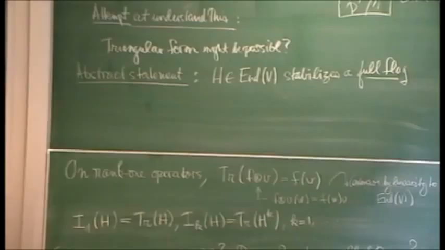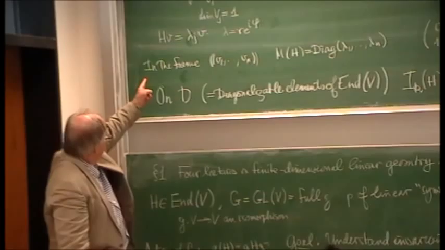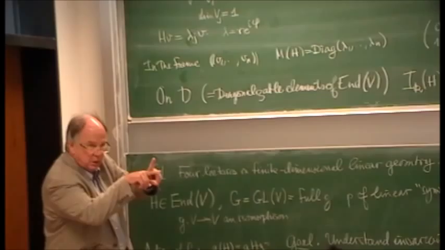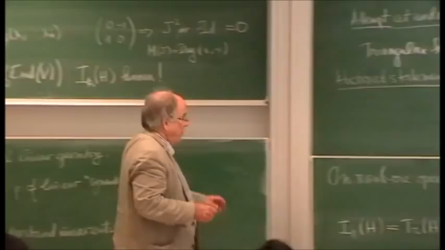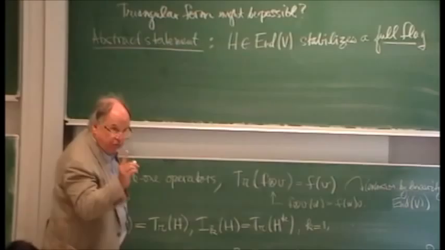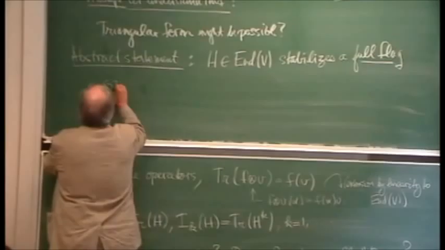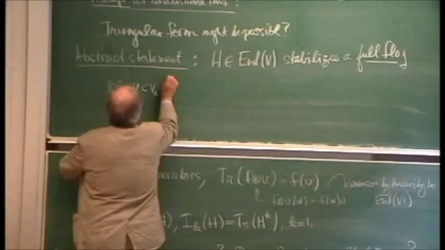Now, diagonalizability means it stabilizes a direct sum decomposition into one-dimensional subspaces. Right? That's a very strong statement. It cannot be reached in general, but what can be reached in general is the stabilization of a full flag. What is a full flag? A full flag is a zero-dimensional subspace, one-dimensional subspace, two-dimensional subspace, etc., n minus one-dimensional subspace, V.